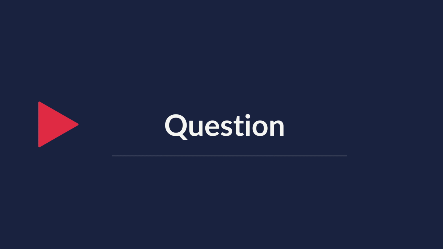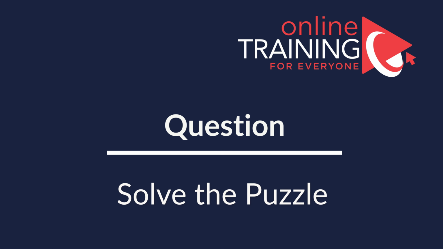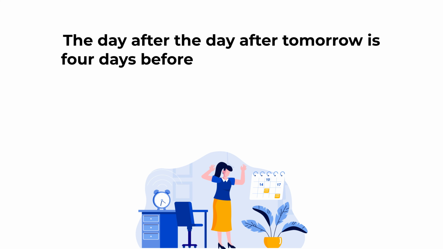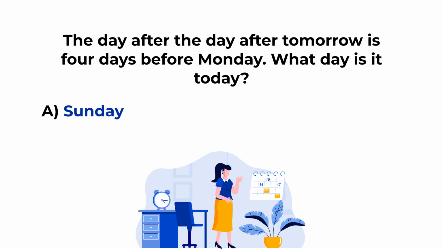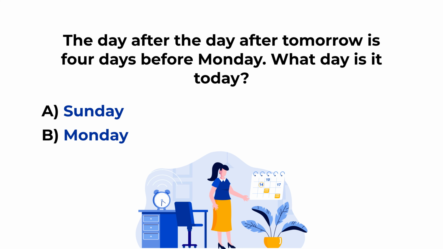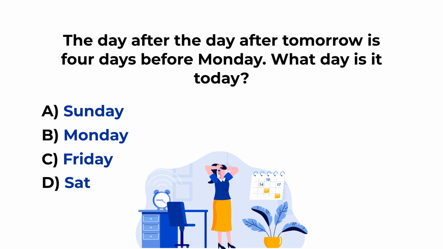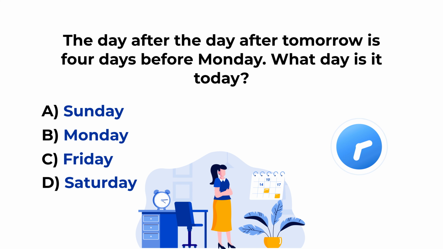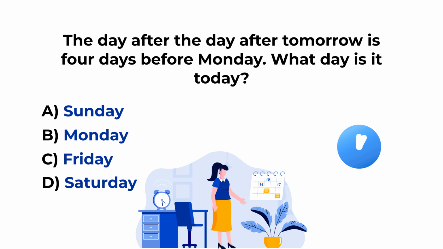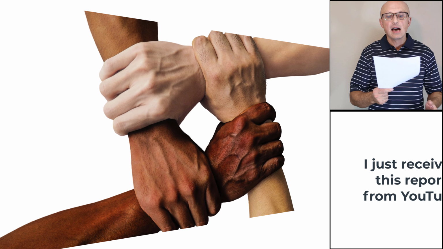Here's a cool question which tests your ability to quickly come up with the answers. The day after tomorrow is 4 days before Monday. What day is it today? And you have 4 different choices. Choice A, Sunday. Choice B, Monday. Choice C, Friday. And choice D, Saturday. Do you see the answer? Think again. These types of puzzles might require you to do some thinking, so feel free to pause this video to see if you can come up with the answer. Ready or not, I am going to move forward and get us to the correct solution together.